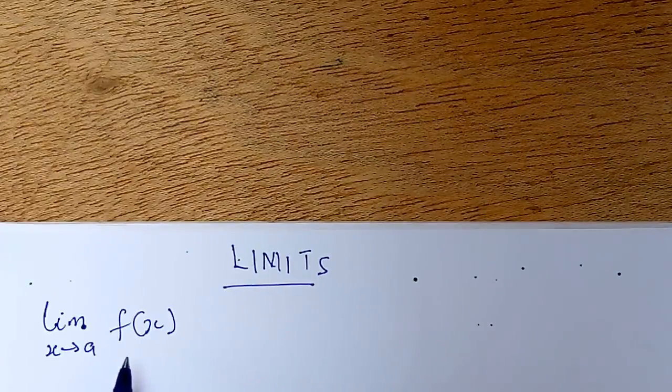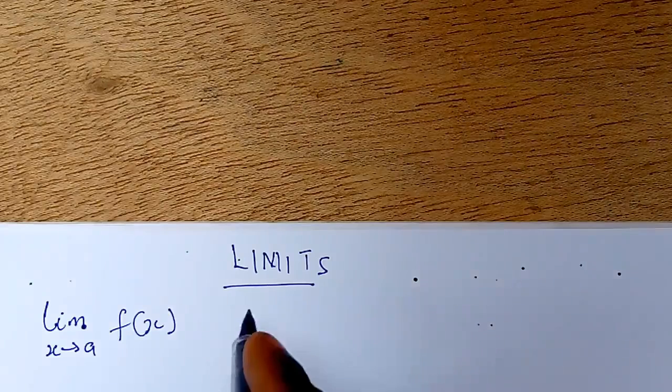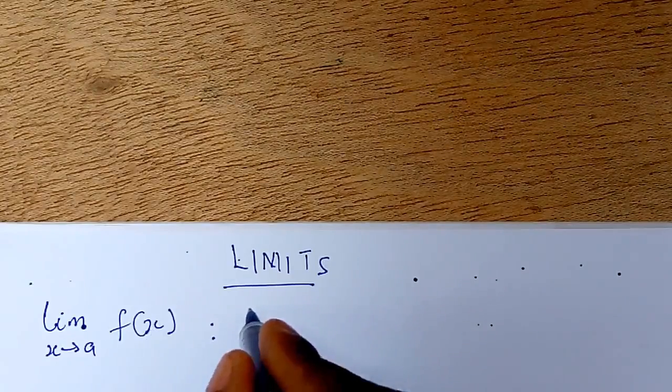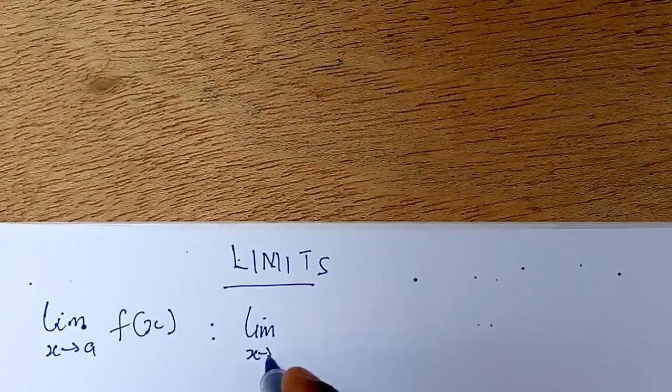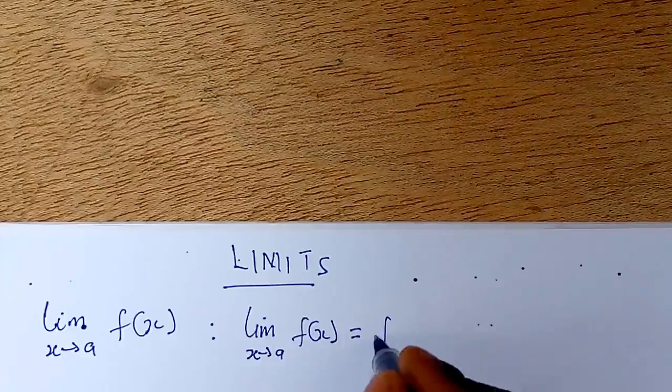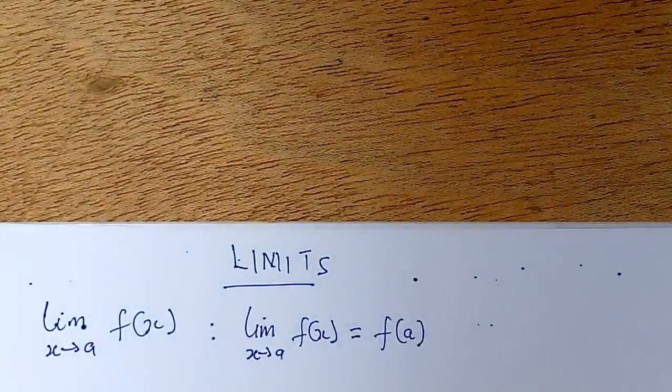Okay, to obtain the limit, we replace x by a in the function. So if we want to find the limiting value here, or to find the limit here, what we need to do is replace the x here by a. So our limit of the function f of x as x approaches a is now equal to f of a. Okay, and this one becomes our limiting value.